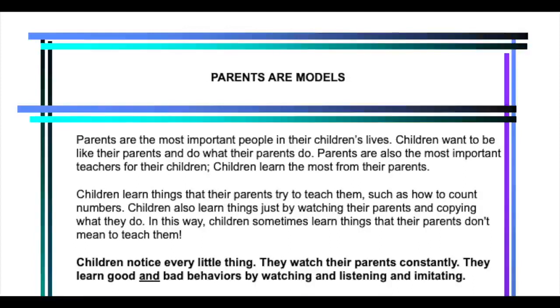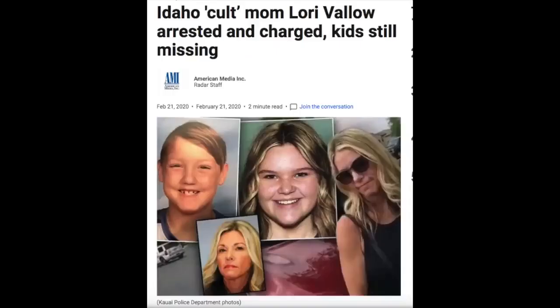Children notice every little thing. They watch their parents constantly. They learn good and bad behaviors by watching and listening and imitating. If these parents espouse the views and behaviors of a cult, the child does not grow up questioning them. They think this is normal behavior. People believe in a false doctrine because they believe in a false authority. They then internalize these false beliefs and modify their behavior accordingly, and the cycle of lies perpetuates itself. Cult programming is prevalent throughout the world.